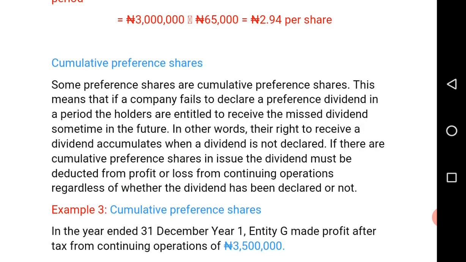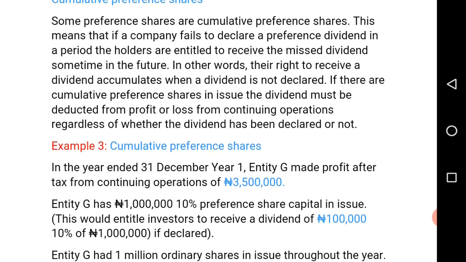If there are cumulative preference shares in issue, the dividend must be deducted from profit or loss from continuing operations, regardless of whether the dividend had been declared or not. So there's basically no difference here. It says deduct it whether the dividend is declared or not. If it's not declared, still deduct it. If it's declared, still deduct it.